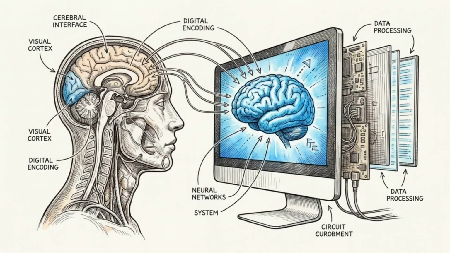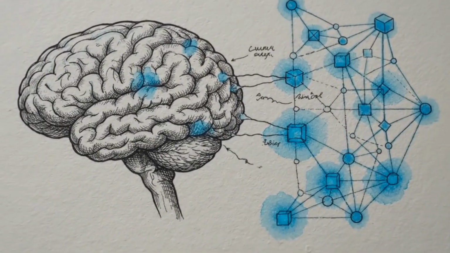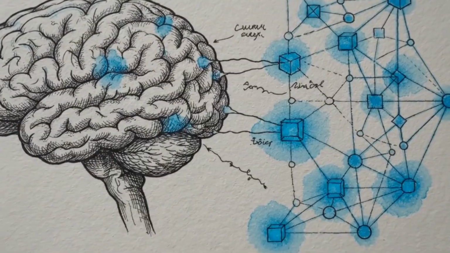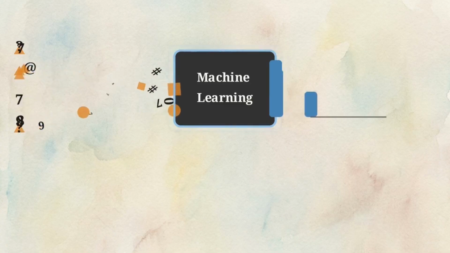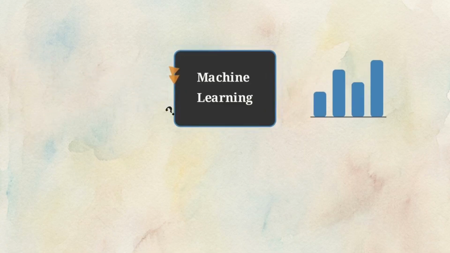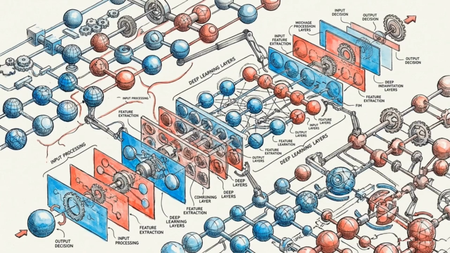When we talk about artificial intelligence, we often imagine a computer thinking exactly like a human. And while it might seem like a digital miracle, the engine driving modern AI borrows its core design directly from the biological human brain. In our last video, we looked at how machine learning allows computers to figure things out from data instead of following a list of instructions. The specific structure that makes that kind of learning possible is what we call a neural network.